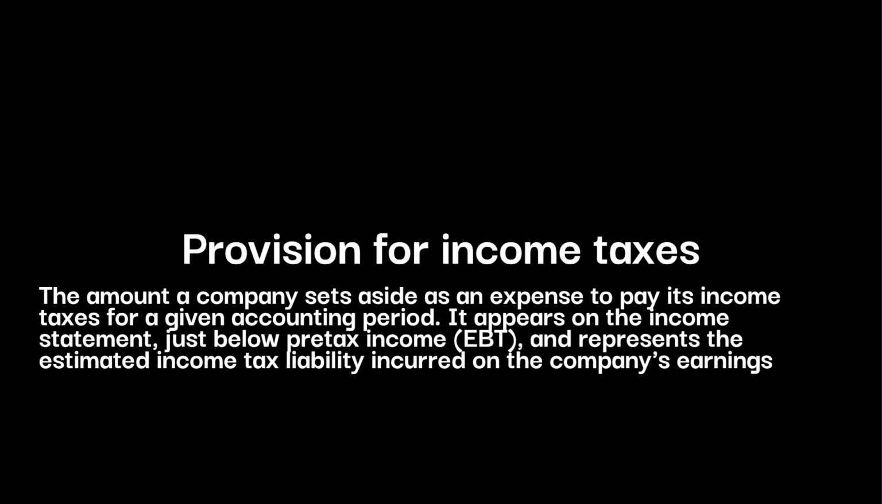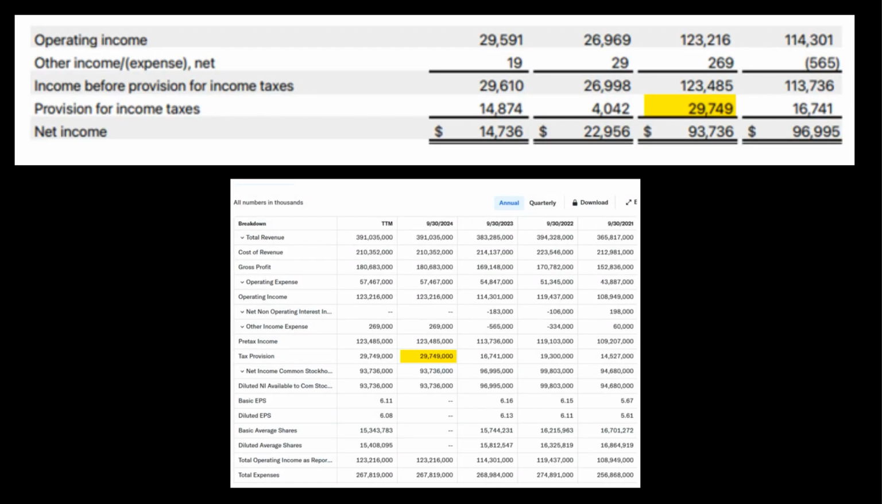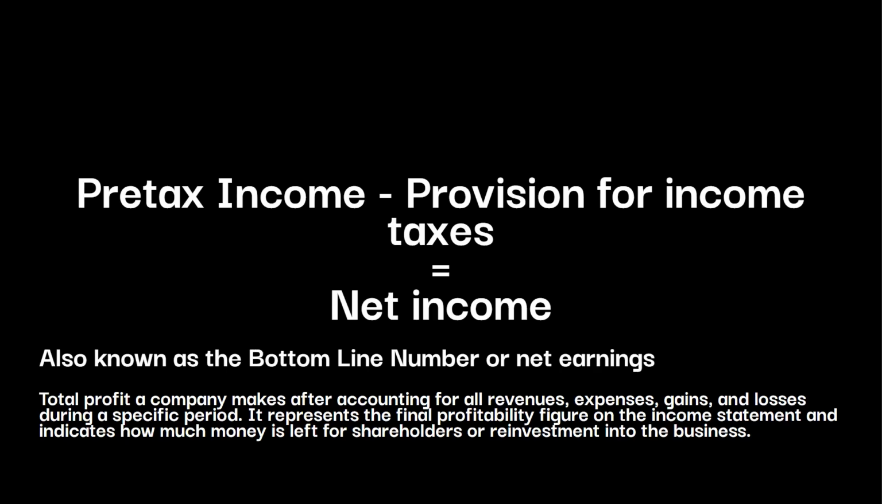It appears on the income statement just below pre-tax income, which is our EBT, and represents the estimated income tax liability incurred on the company's earnings. And you'll see over here, it's 29,749, right directly below. And we'll use this in a second to find our net income.